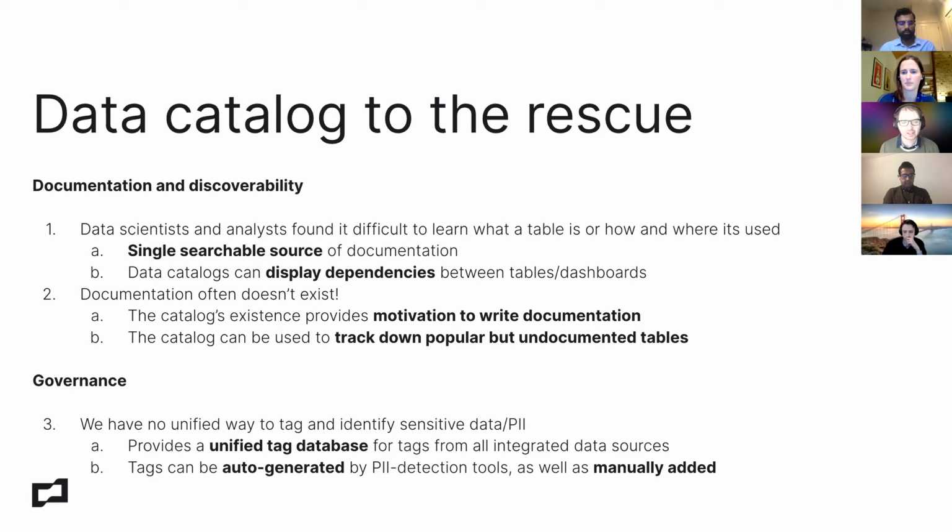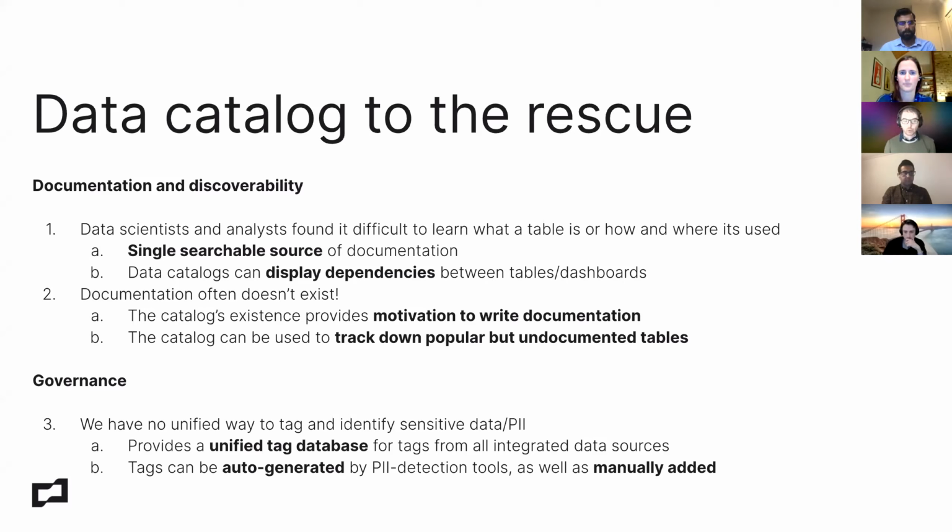And of course, the data catalog is the perfect fit for all of these problems. It can give us a single searchable source of documentation. The data catalog can display dependencies between tables and dashboards. And I think what we hope is that its mere existence will provide motivation for people to write better documentation, and also actually allow us to figure out which tables are popular, which are also undocumented. Go and ask those people to write some docs. And then all the data catalogs that we looked at provide some kind of tagging, which can be integrated with automated tools as well as manual.